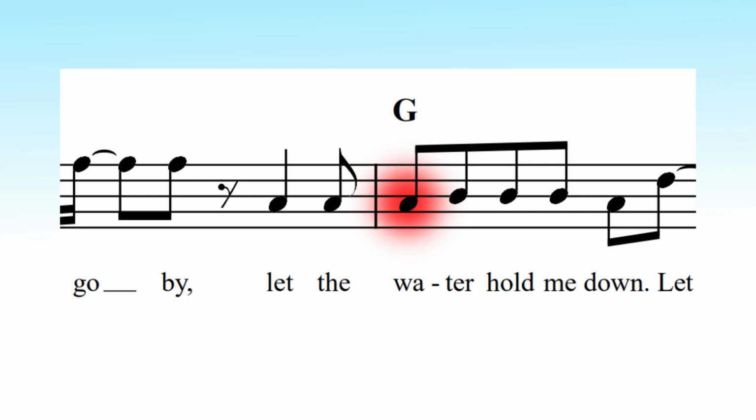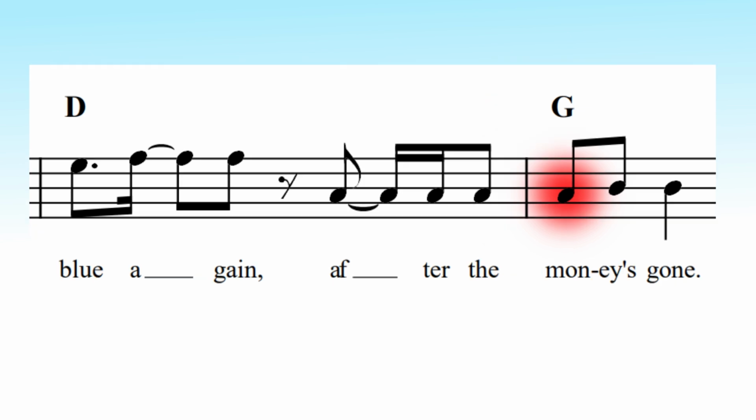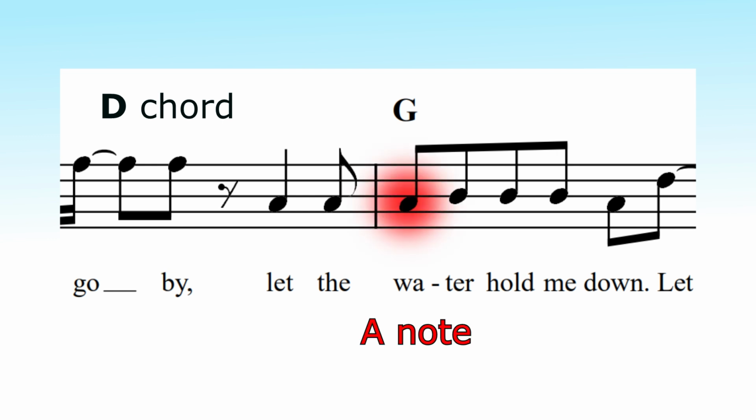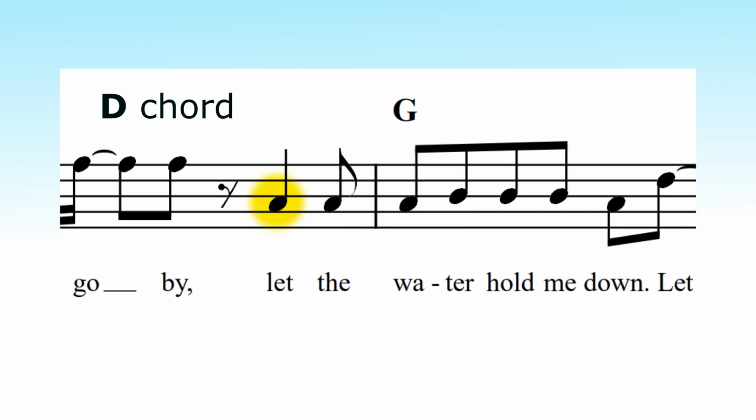At the end of each phrase, the words "let the water," and the second iteration, "water flowing," as well as "after the money," are involved in suspensions. Listen to the syllables "let the," sung as A notes, over the D major chord, and then the syllable "wa" is also sung as an A note, but the chord has changed to a G major, causing the accented A note to stand out. This repeats at the end of every phrase as mentioned earlier.